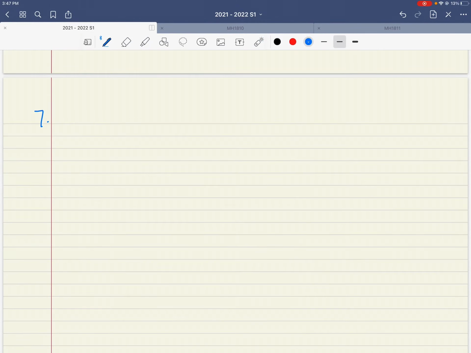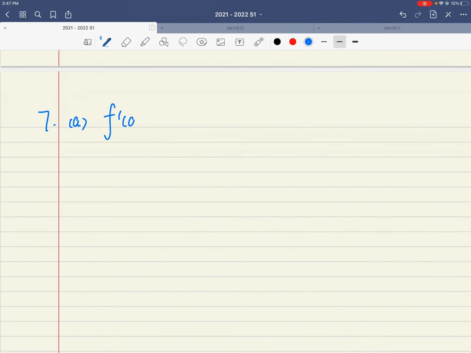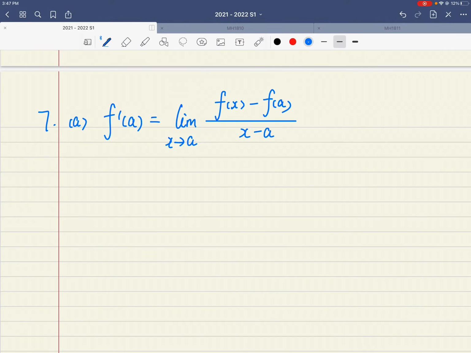Okay, problem 7: write down the definition of f prime of 0 and use it to find it. So what is the definition of f prime of a? Right, it's the limit as x approaches a of f(x) minus f(a) over x minus a. Okay, that's the first definition. So as x gets closer and closer to that value a, what's the gradient of that line?